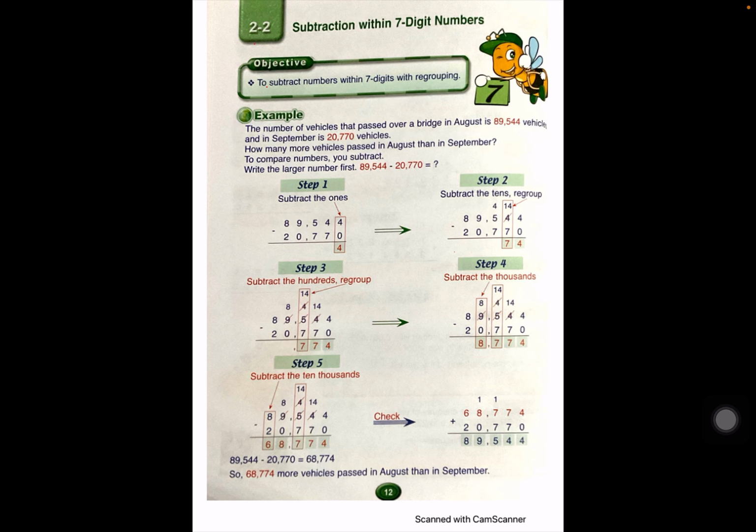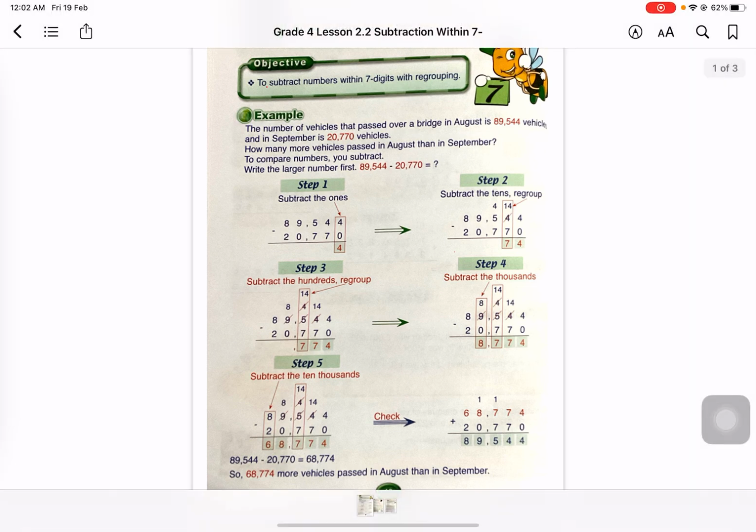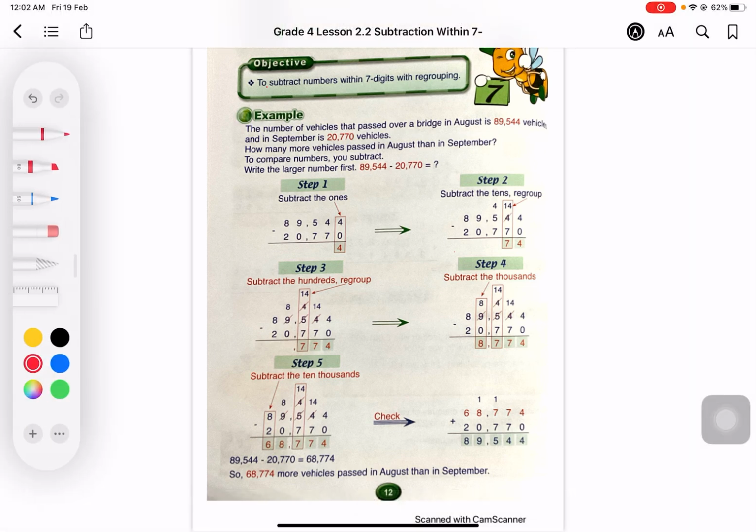You need to borrow. So please, all of you, put your books in front of you and open your books at page 12. All of you open your books at page 12, okay? And let's go to the objective. The objective means what is my goal from the lesson.